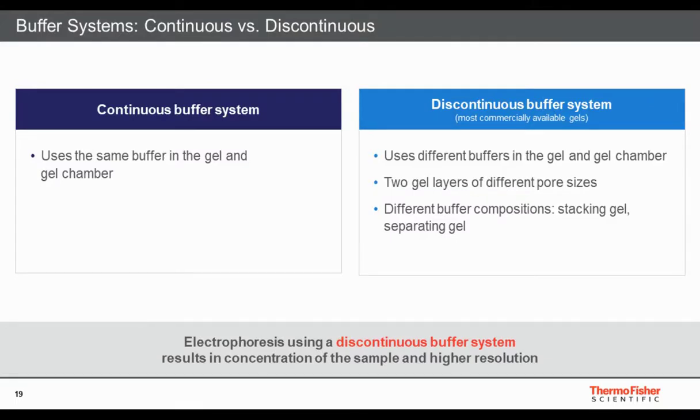Let's take a quick look at the buffer system of gel electrophoresis. The continuous buffer system utilizes the same buffer in the gel and the gel running buffer. The discontinuous system, which is utilized by most commercially available gels, has a different gel buffer and gel running buffer. It has at least 2 gel layers of different pore sizes and has different buffer composition for the stacking gel, which condenses the protein sample into a nice tight band during electrophoresis, and the separating gel, which is responsible for creating the size-based separation of protein samples.